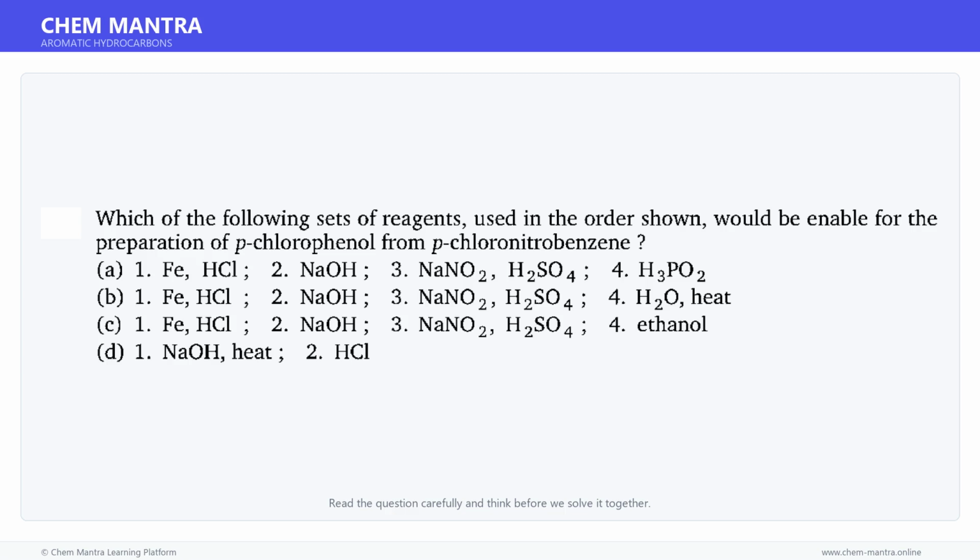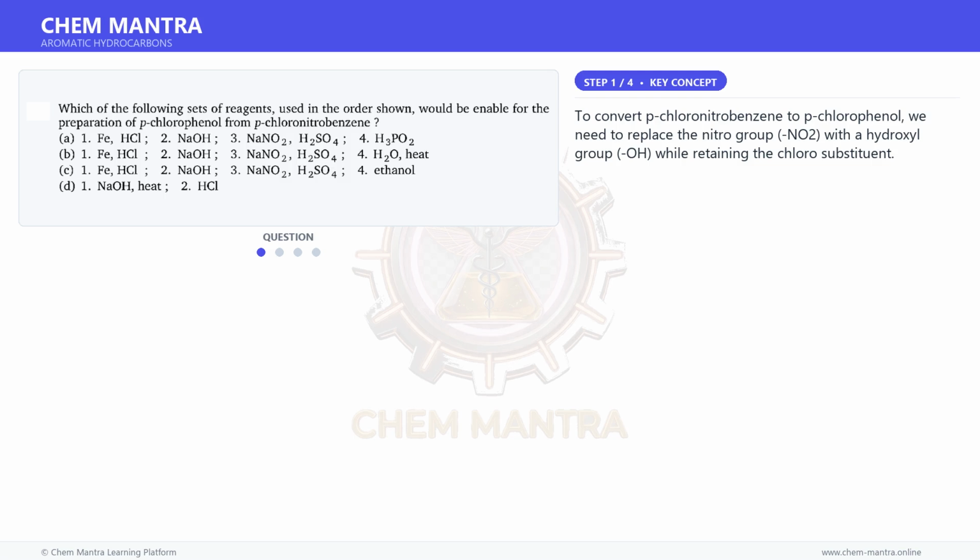Here is a question. Read it carefully and think about the answer. Let us solve it step by step. Let us first understand the key concept here. To convert p-chloronitrobenzene to p-chlorophenol, we need to replace the nitro group, NO2, with a hydroxyl group, OH, while retaining the chloro substituent.